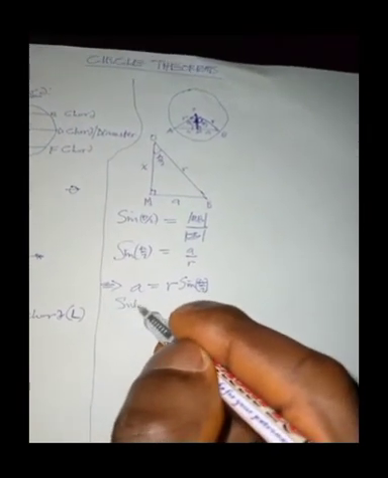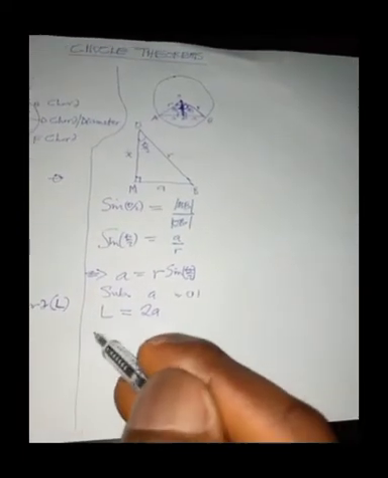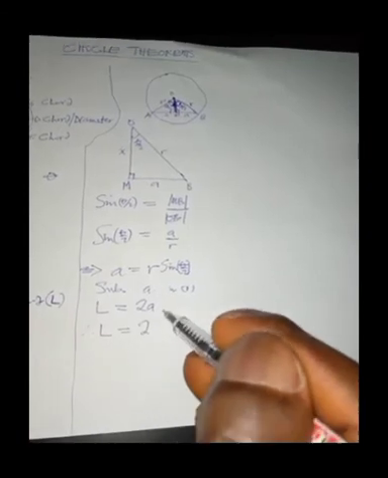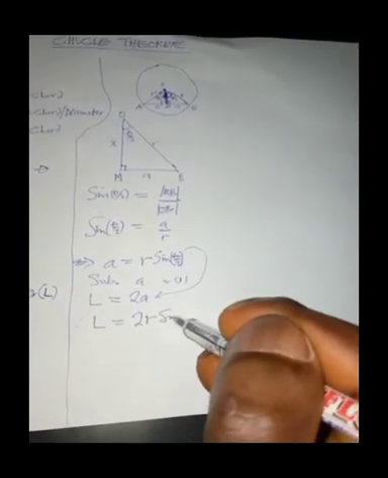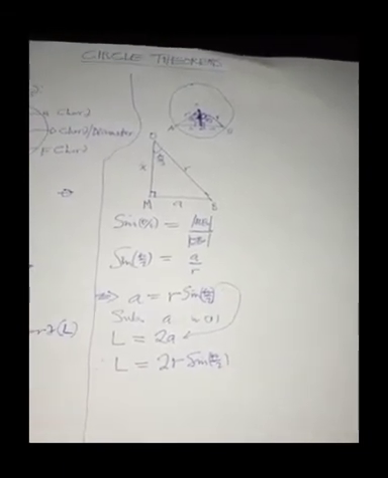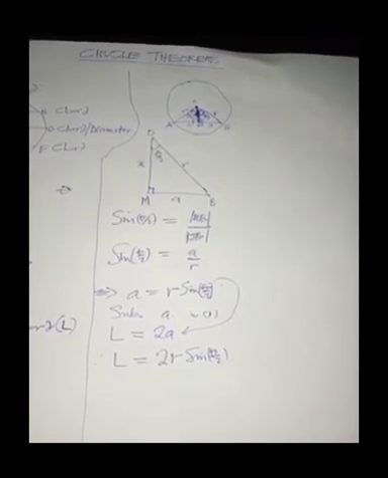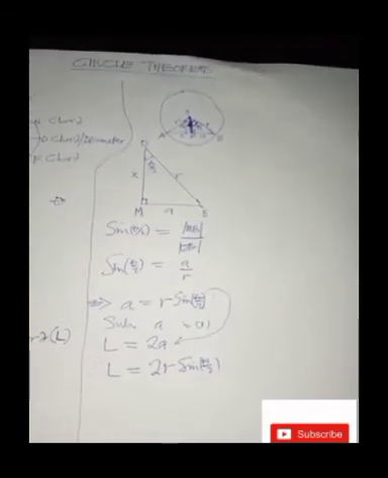Now, let's substitute A into equation 1. Where is our equation 1? Let's recall that the length of the chord is 2A. If we now substitute A, we have the length of the chord equals 2R sine theta over 2. L is the length of the chord, R is the radius of the circle, and theta is the angle which the chord subtends from the center of the circle.